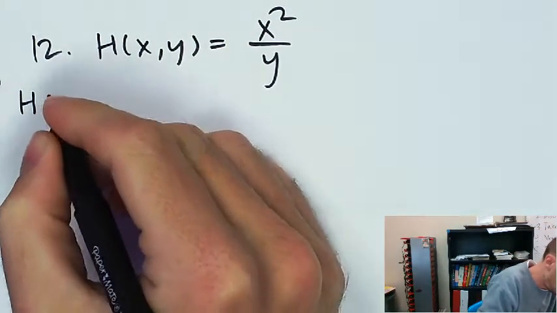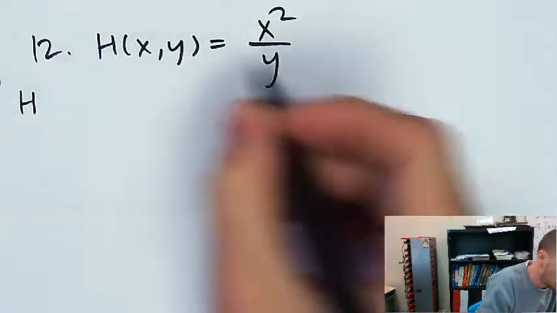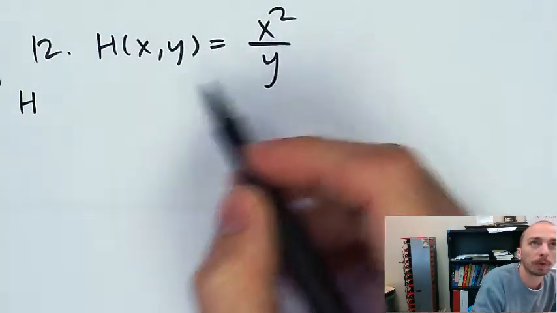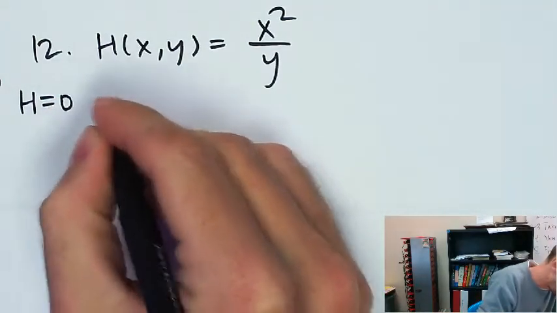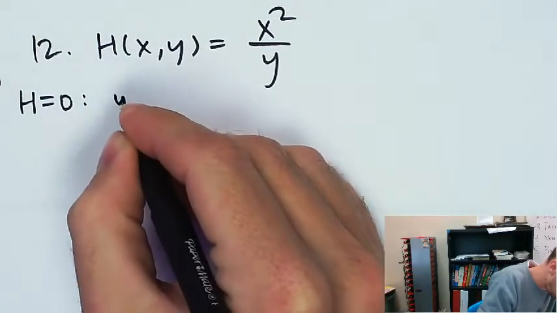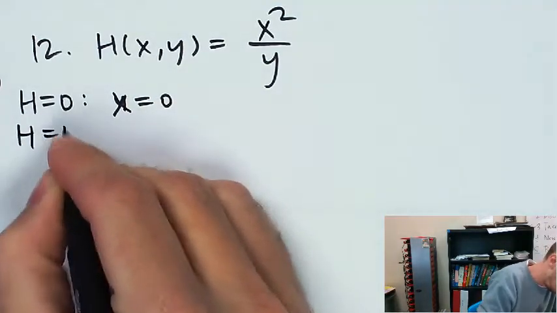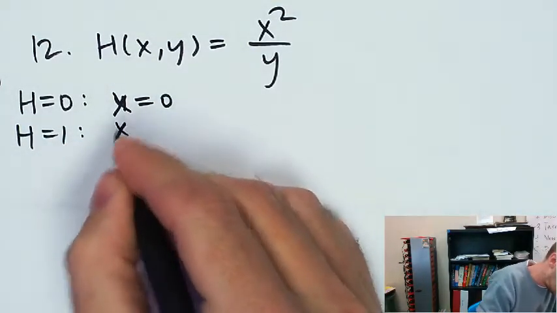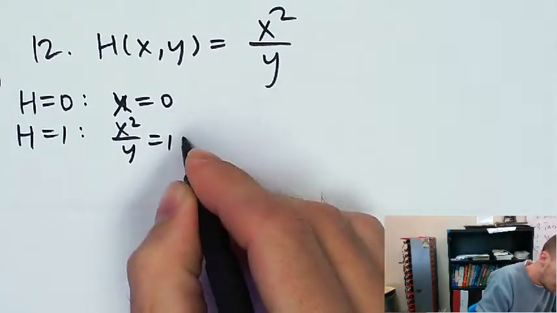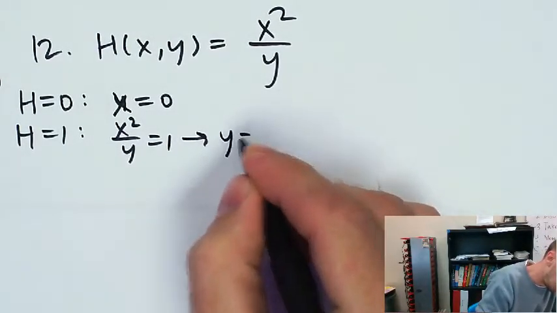Let's do h equals 0, which is going to happen when x equals 0. So that's on the y-axis. I'll do that one. So that's x equals 0. When h equals 1, x squared over y equals 1. That gives me y equals x squared.